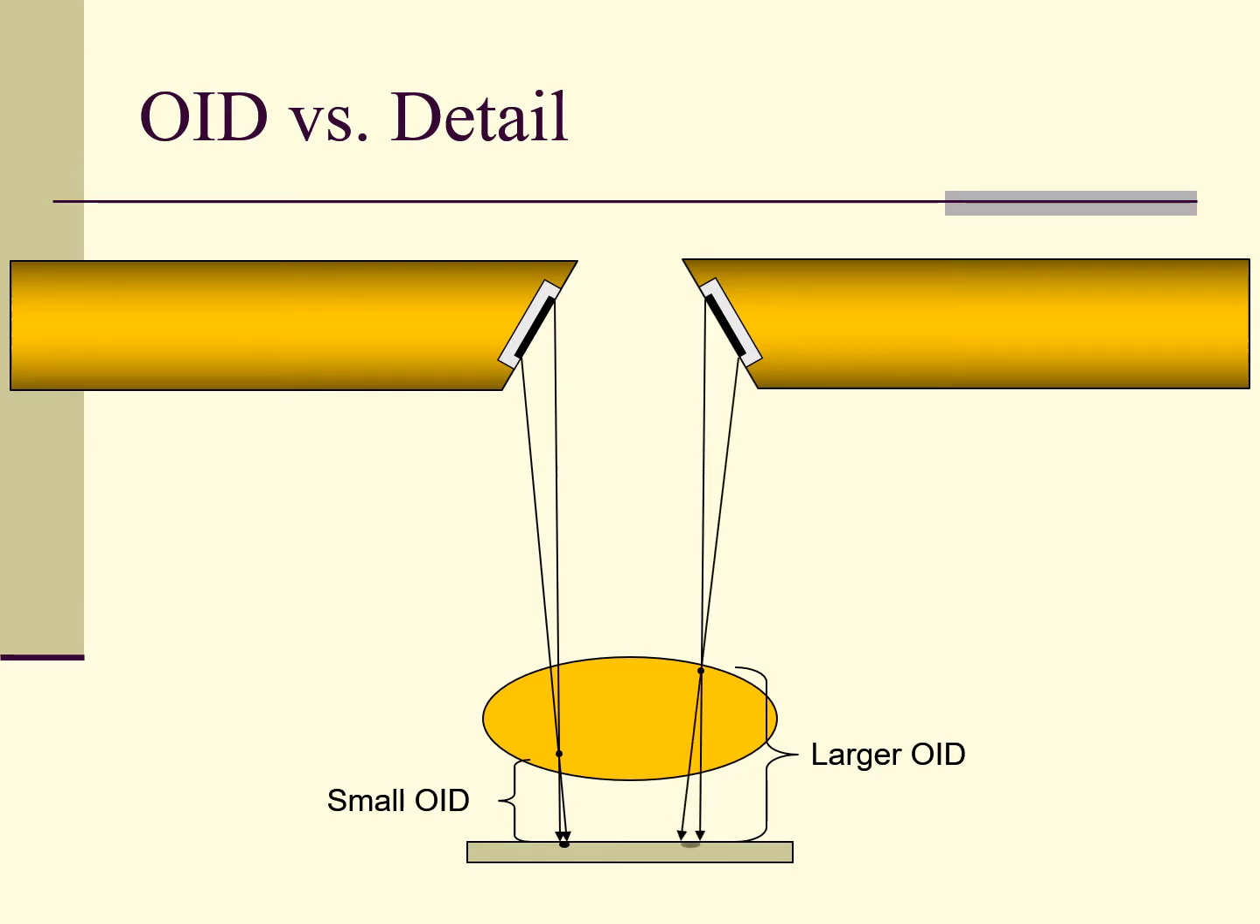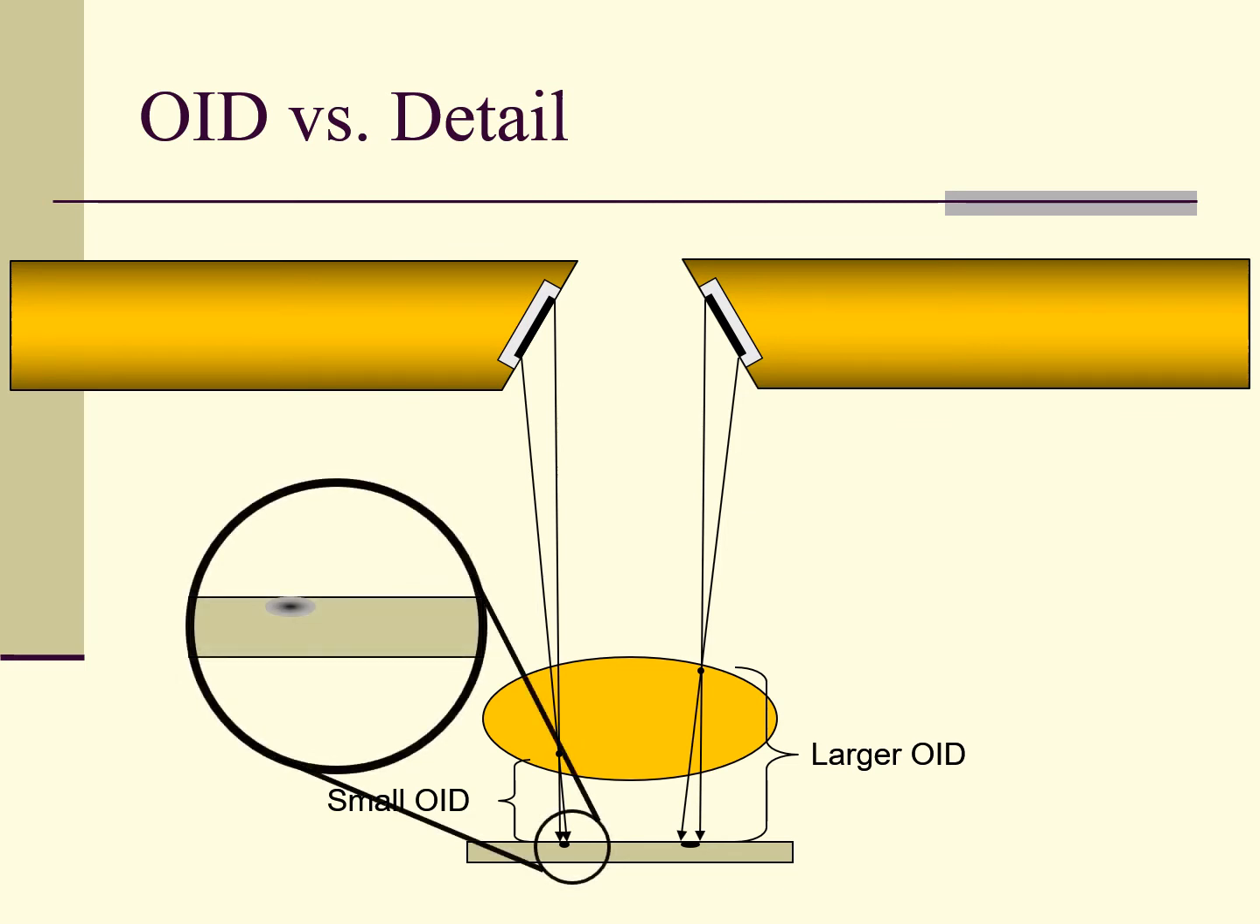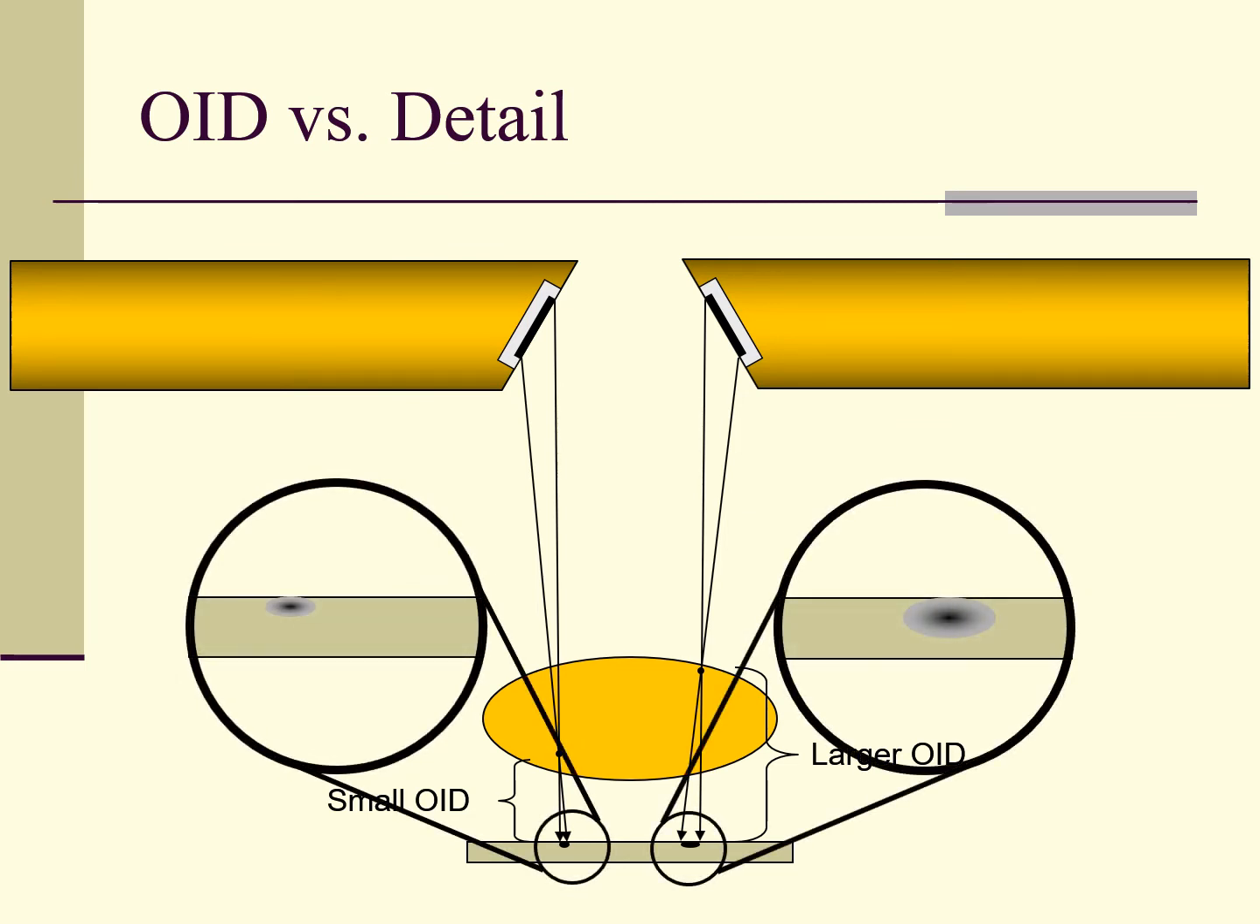When we repeat the same example with the right anode, we see a marked difference in the projected image. If I magnify the images, it's apparent that the image on the right is much larger than the image on the left.